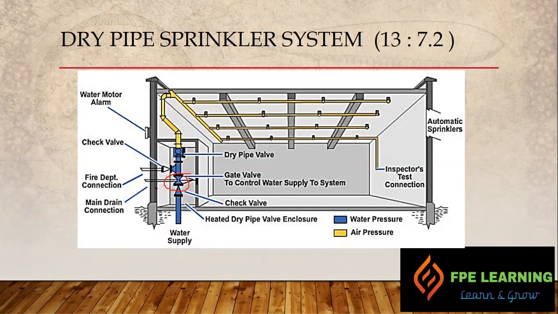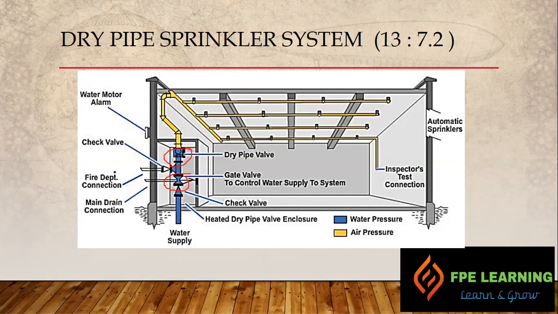This is our dry pipe valve. Below the dry pipe valve we have water. After the dry pipe valve we have air or nitrogen. The color in yellow is the air. It might be nitrogen or it might be air, anything is possible as per the requirement and the application.